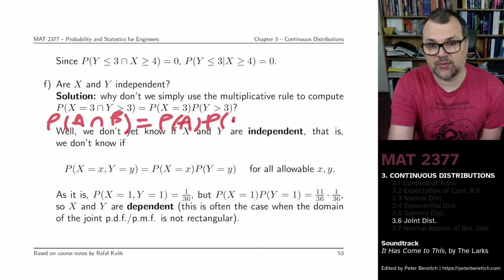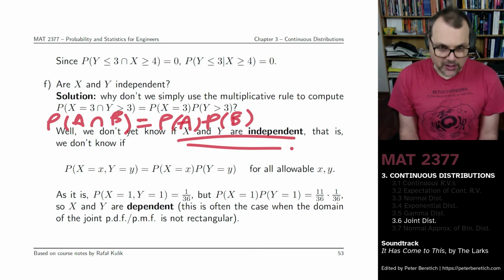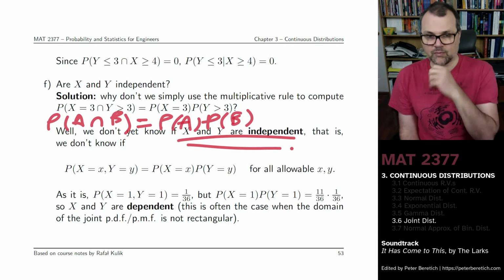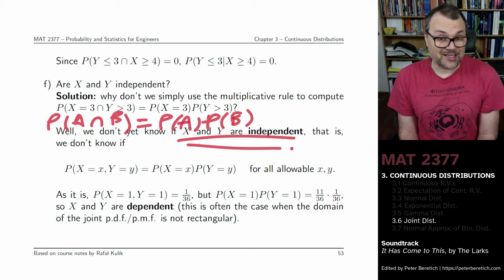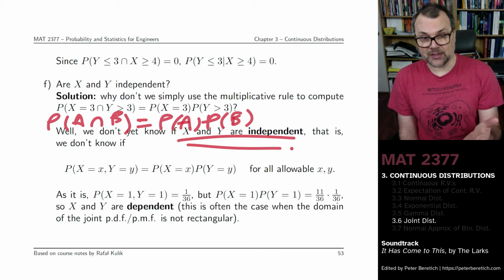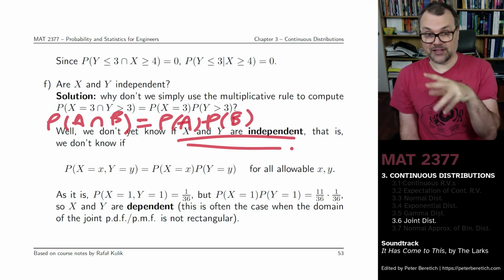We can't use that because we don't know if the events x and y are independent. We don't know that the probability that x is equal to x and y is equal to y is actually equal to the probability that x is equal to x times the probability that y is equal to y. In fact, it's not the case with this specific distribution, because the probability that x is equal to 1 and y is equal to 1, that's 1 over 36, right? There's only one outcome where this happens out of the 36 outcomes.